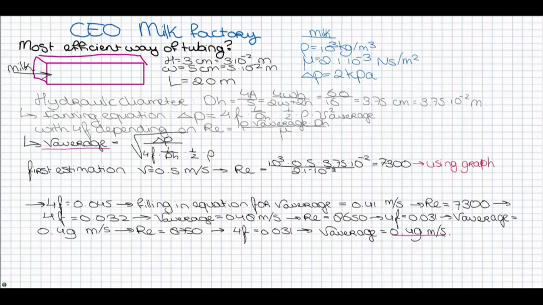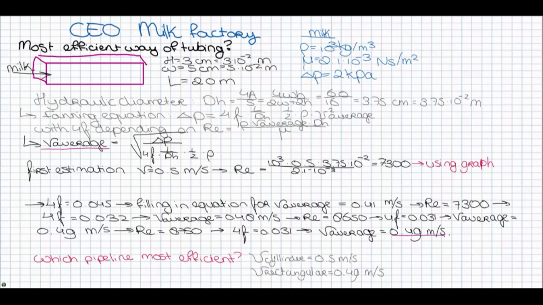So which pipeline will be most efficient? The cylindrical pipeline with a velocity of 0.5 meter per second or the rectangular pipeline with a velocity of 0.49 meter per second? Well, of course the one which transports the milk the fastest, which is the cylindrical pipeline.